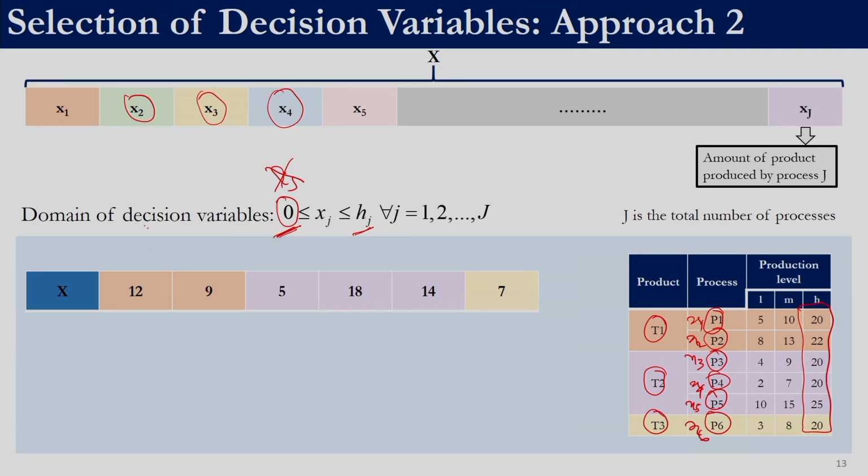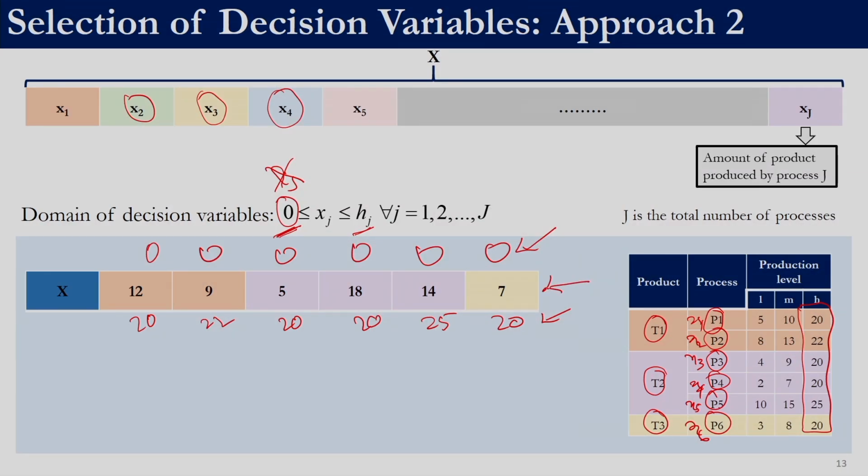So, if we give to the algorithm 0, 0, 0, 0, 0, 0 as the lower bound and give this as the upper bound, 20, 22, 20, 20, 25 and 20, then between this lower and upper bound it will generate, let us say, n random solutions. Let us say one of the solutions looks like this: 12, 9, 5, 18, 14 and 7.